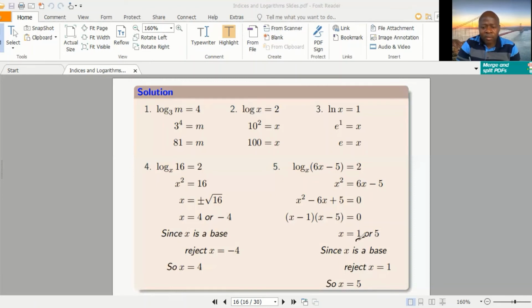But I rejected 1. Why? Because we said that the base is supposed to be greater than 0, and is not supposed to be 1. When you go back to the definition of the logarithm function, you can see that x is a base here. So it can never be 1, and it's supposed to be greater than 0. So we are left with only one option, that x is 5.